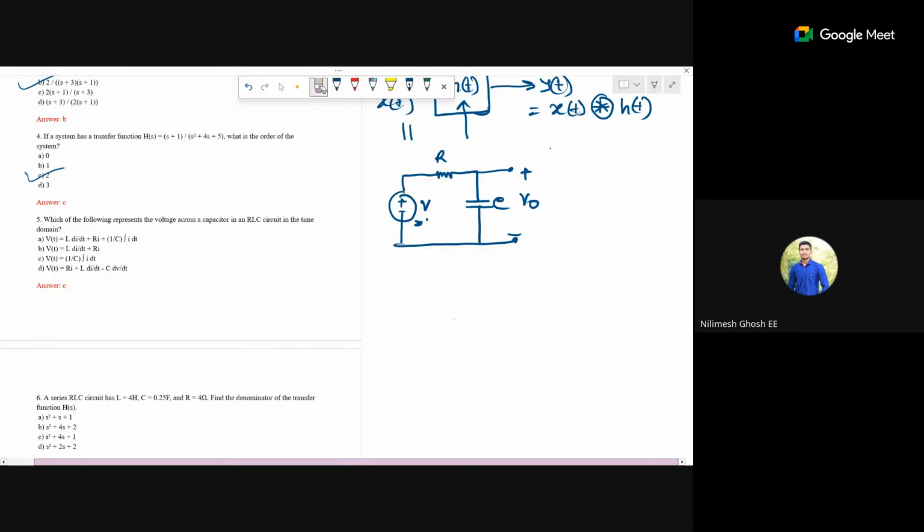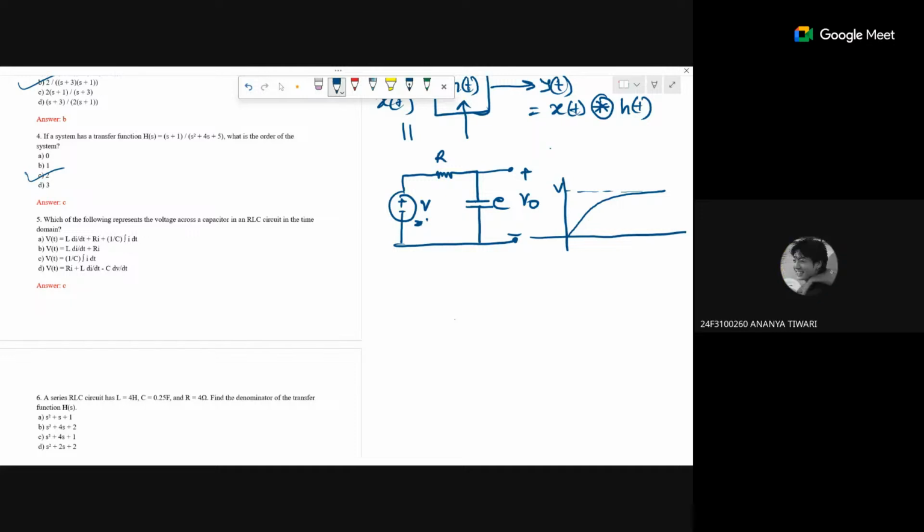So now the thing is, what will be the output voltage? This is my input voltage V. My output voltage will follow the V voltage, but after some time it will catch up to the input voltage. After some time, this will be like this, right? Now, this is a simple RC charging curve I have drawn.